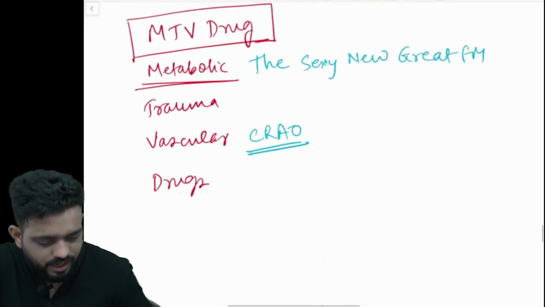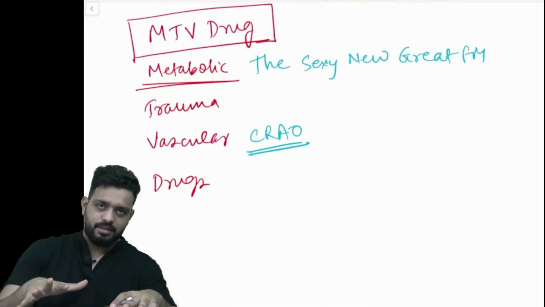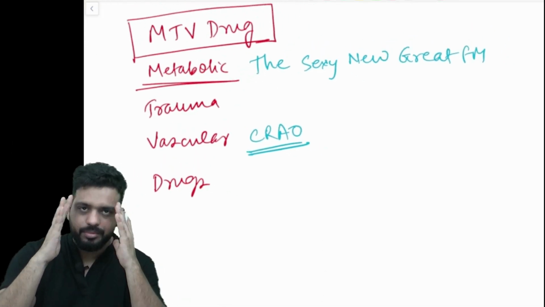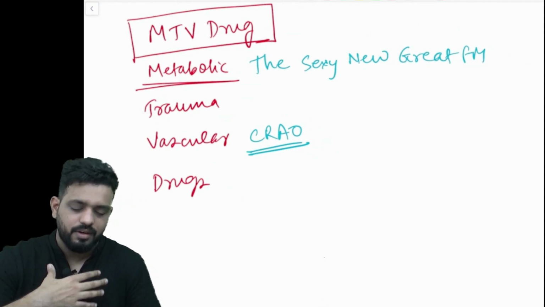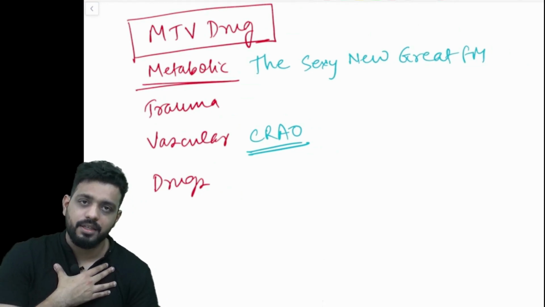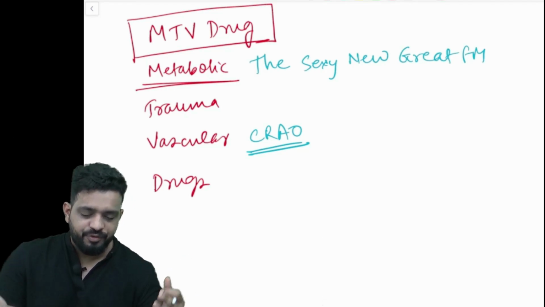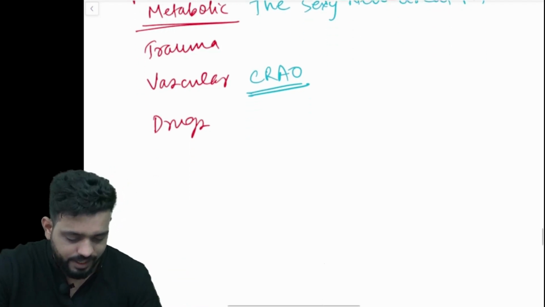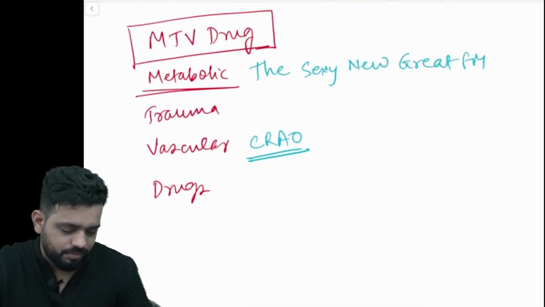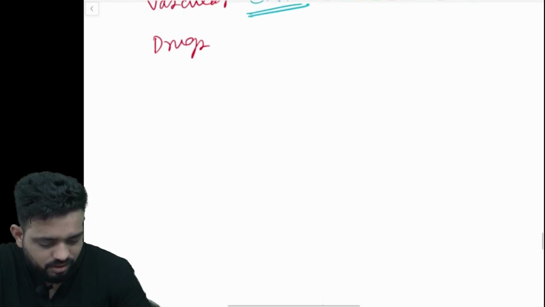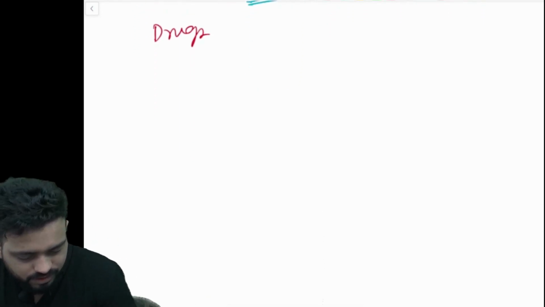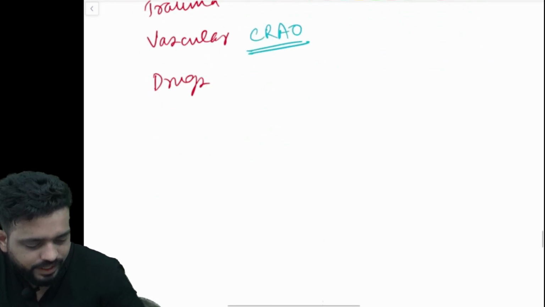So I hope now this is your blueprint of how to remember the causes of cherry red spot, according to me. If you have some other mnemonic, please mention it. Feel free to use it if you can remember that. I am more comfortable with this. Now the metabolic causes are very important. Number one is the sexy new great FM.